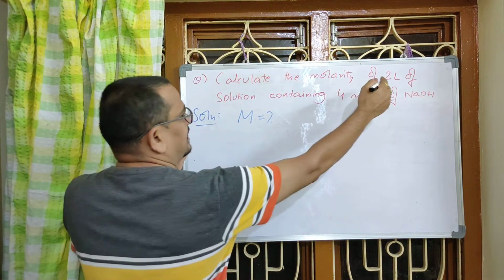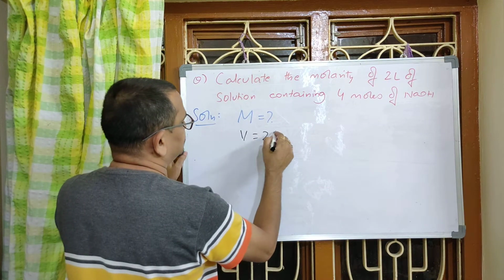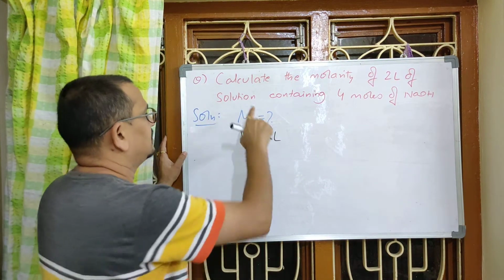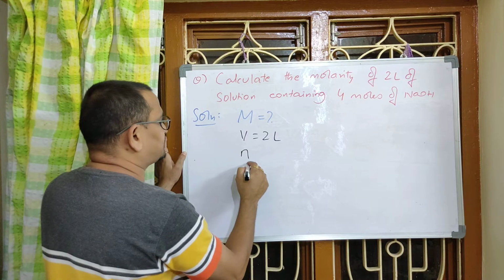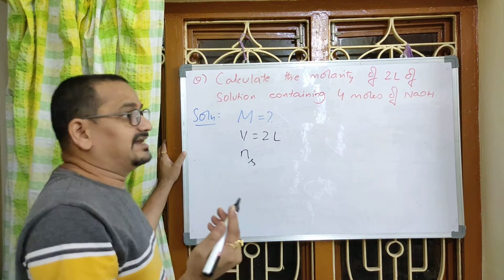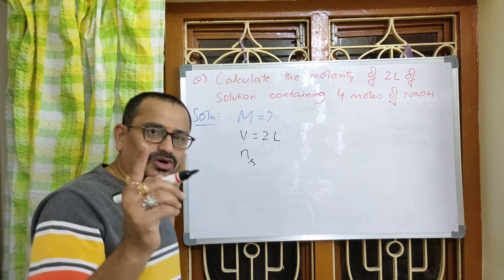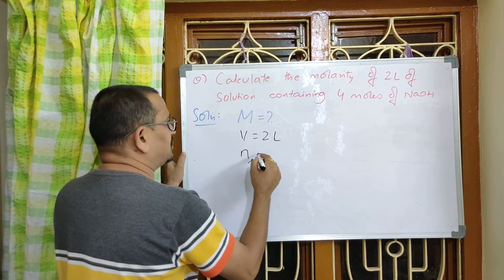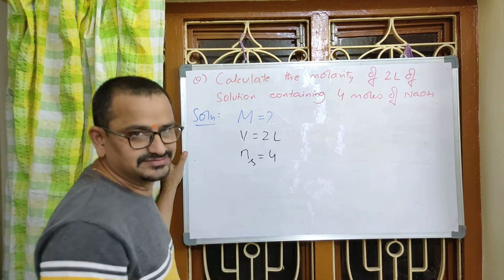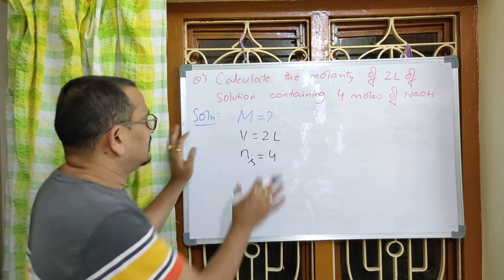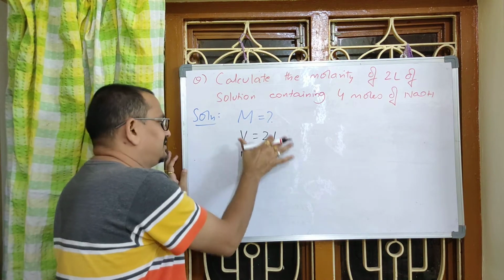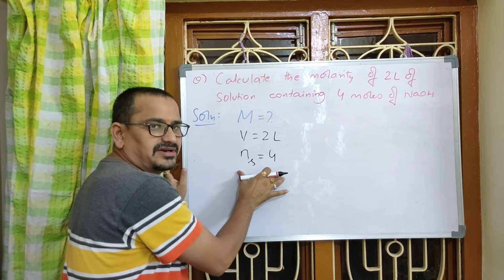We don't know that. And volume is given in liters. 2 liters of solution containing number of moles of solute. I told you already. In NaOH solution, what is solute? NaOH. Solvent is water. So number of moles of solute equals 4 moles. Now, this is the value to be determined. This is the data given for determination.